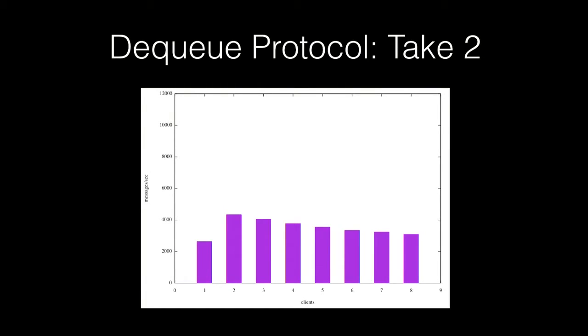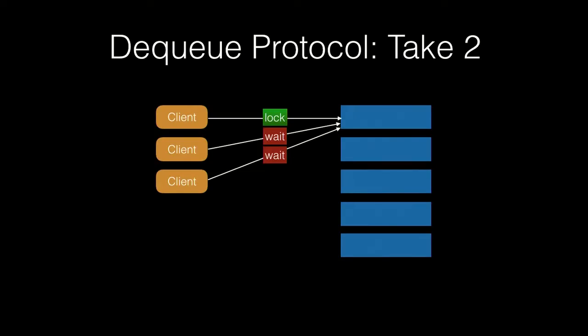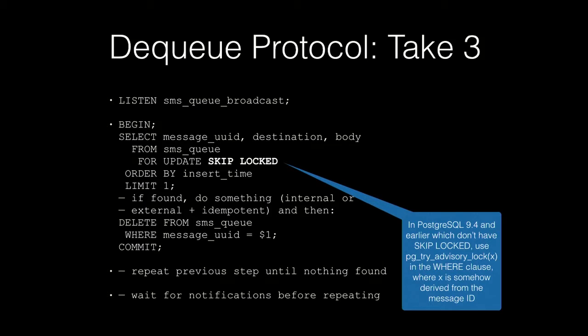The reason we got some additional performance when we went to 2 clients is to do with pipelining and the other work that's going on in the chatter between the client and the server and so on. But that doesn't get you much extra performance. And then when you get to 3, it starts going down. So the next step is to add SKIP LOCKED.